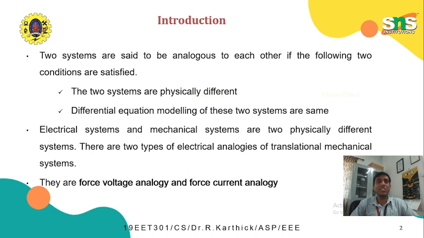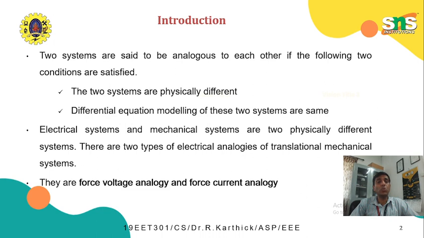Now, in our previous lecture series, we have seen the modeling of two basic systems, that is the mechanical system and the electrical system. In the mechanical system, we have three basic components, that is the mass, spring and dashpot. Whereas in the electrical system, we had the resistor, inductor and the capacitor. Now, in today's lecture, we are going to see the analogy or relation between these two systems. The electrical system and the mechanical system are two physically different systems, but their differential equations are going to be the same.